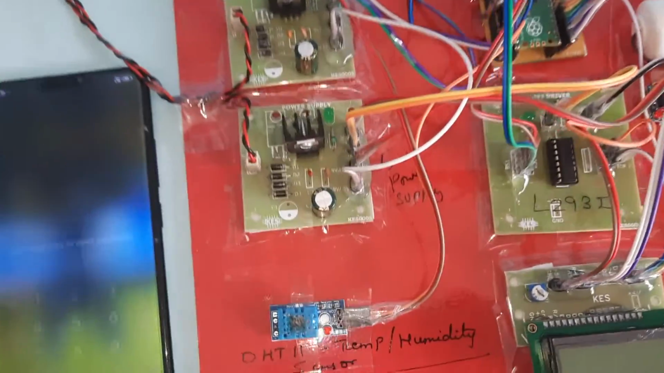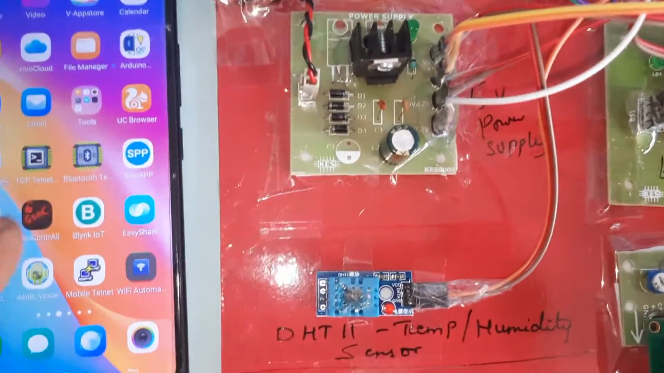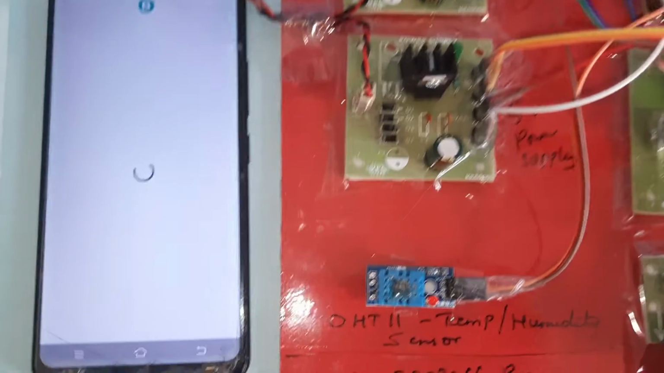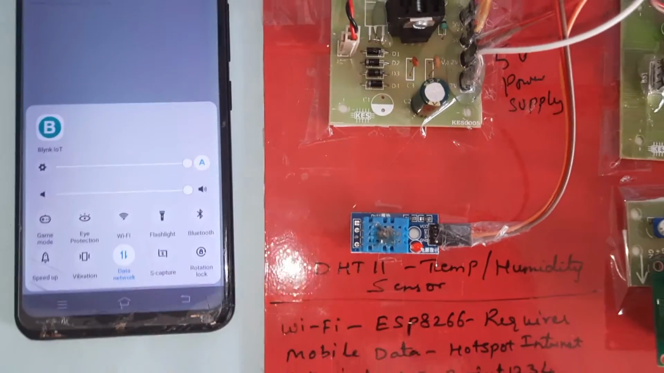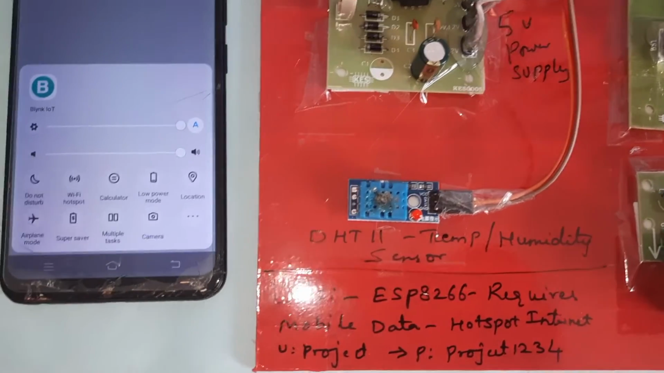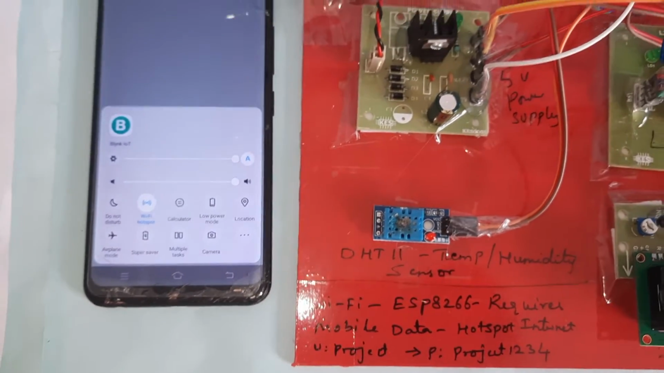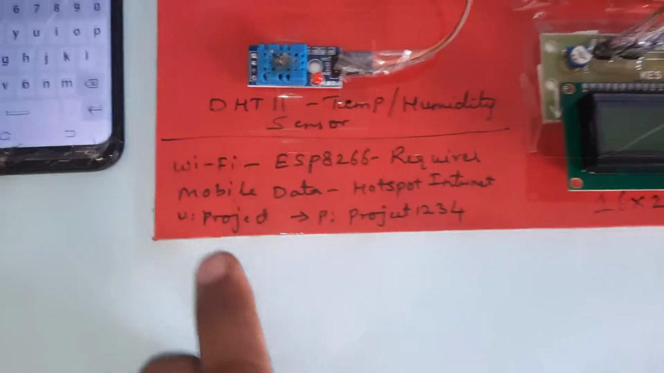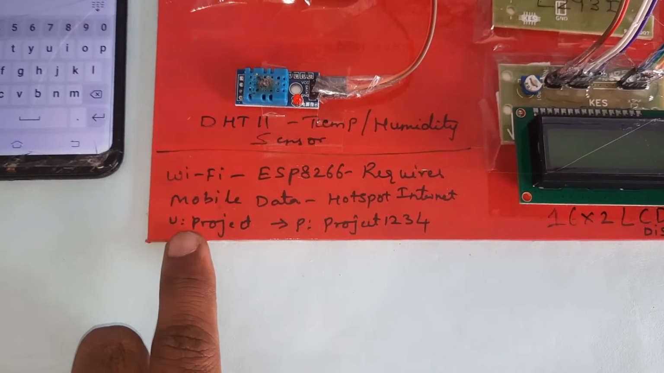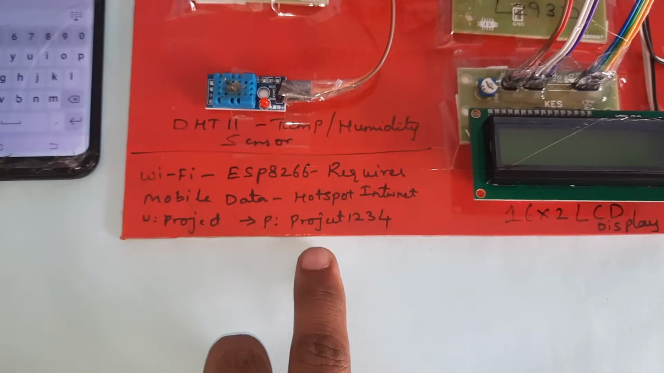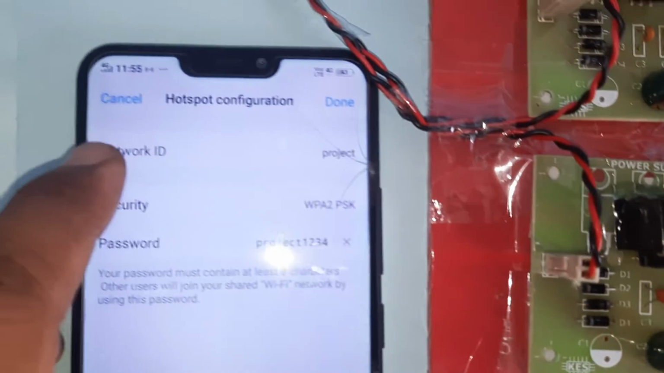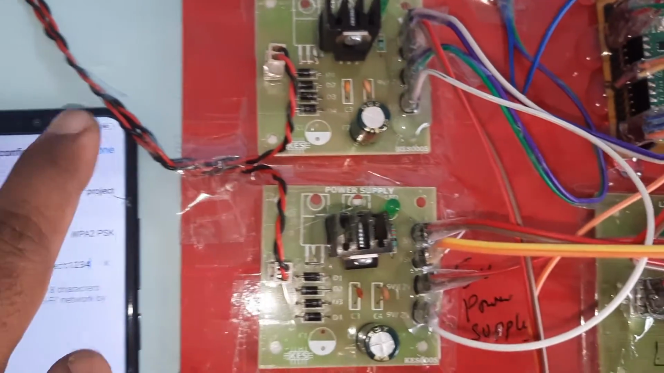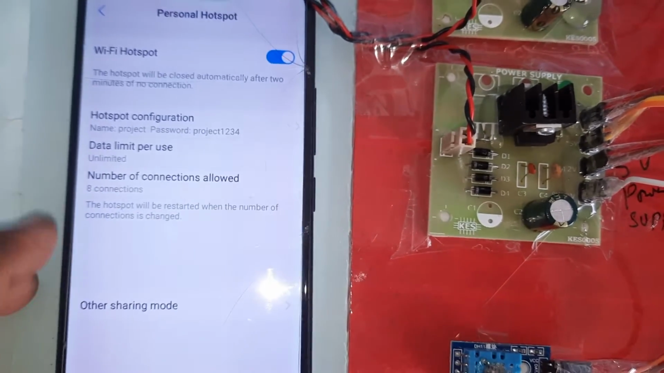So here we are using the BLYNK application, and it requires the internet. So go to mobile data on, and also turn the Wi-Fi hotspot on. The hotspot username is called project, which I wrote on the cardboard, all small letters, and the password is project1234. So the SSID or network ID is connected to project, and the password is project1234. Done. Okay, so hotspot connected, number of devices is 8.